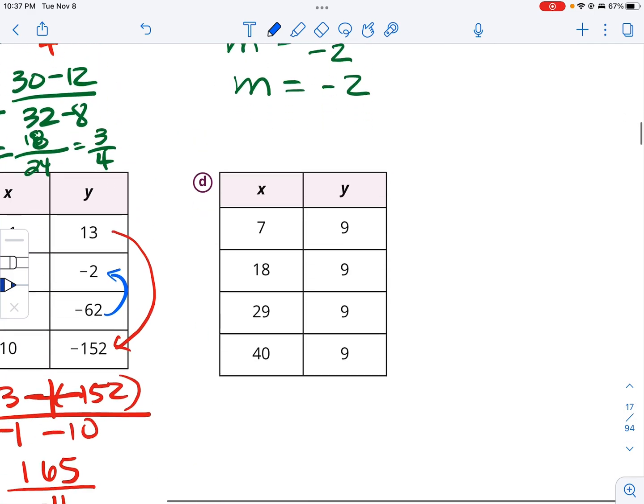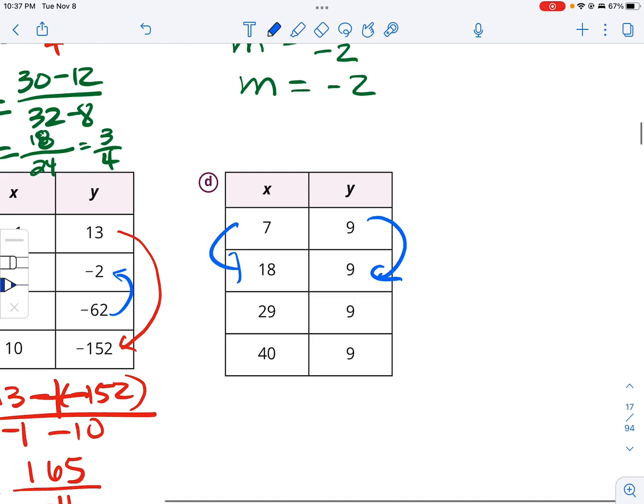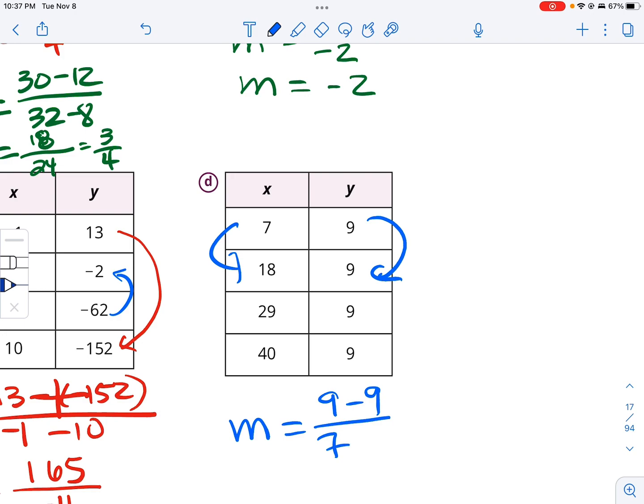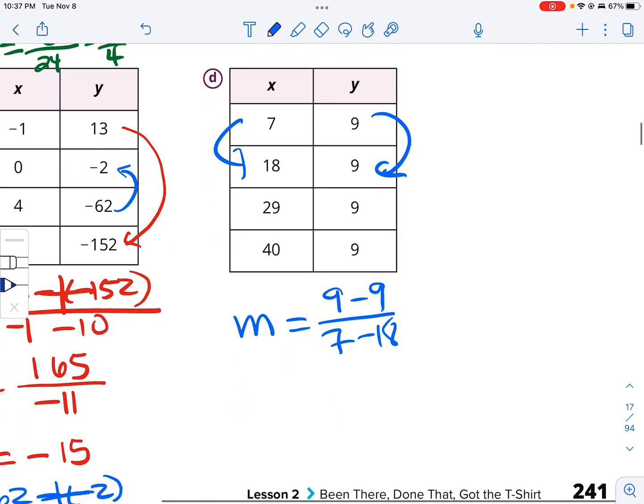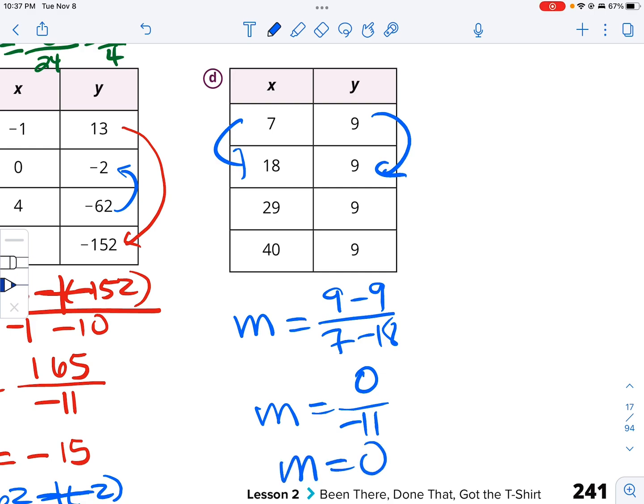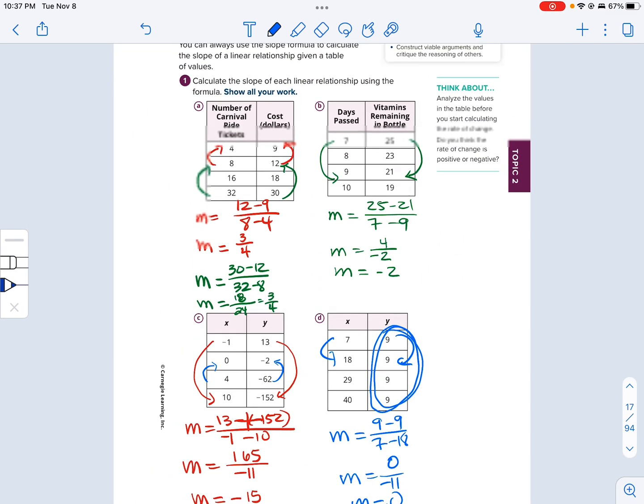And then this one, let's look at this. From here to here, here to here. 9 minus 9 over 7 minus 18. So my slope is 0 over negative 11. Oh, look at that. 0. Look at that. All the y values are 0. Okay.